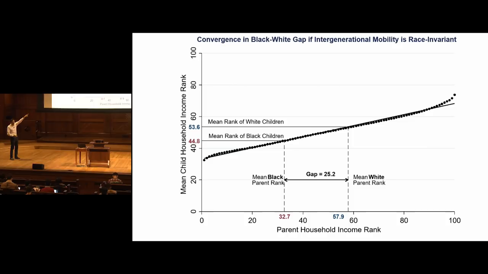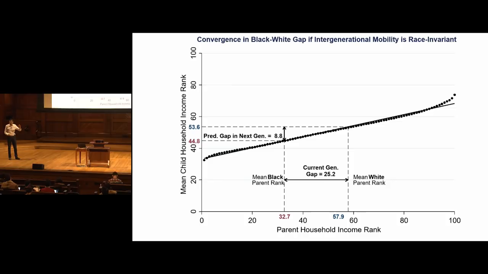And so you can see that initially, in the parents' generation in this example, you have a gap of 25 percentiles between Black and white kids. But then in the next generation, that gap shrinks down to 8.8 percentiles, if they both have the same intergenerational mobility curve. So what's the reason for that?